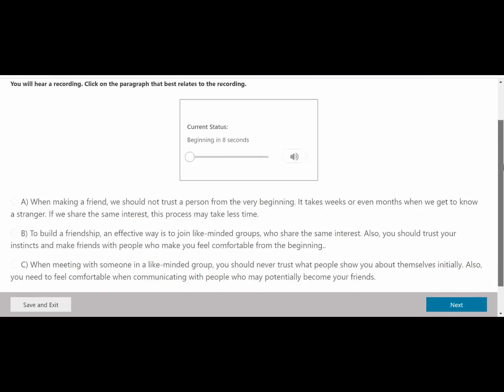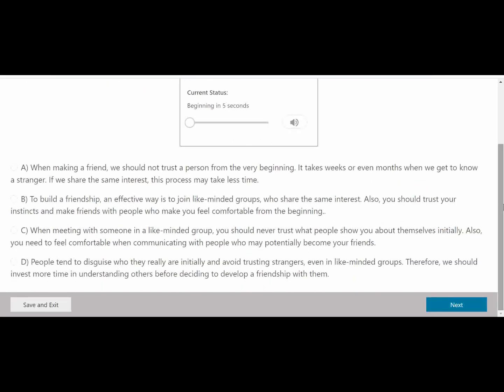So this is highlight correct summary. You can choose only one option.